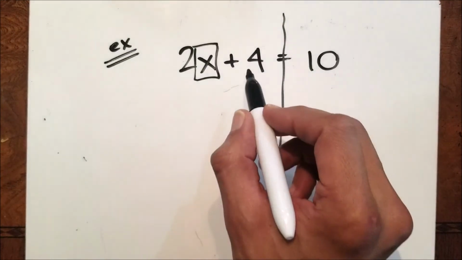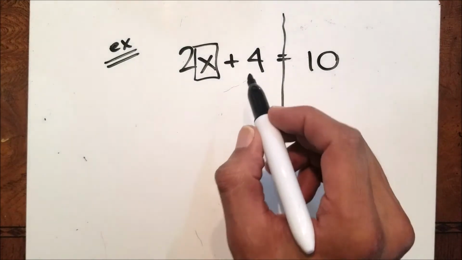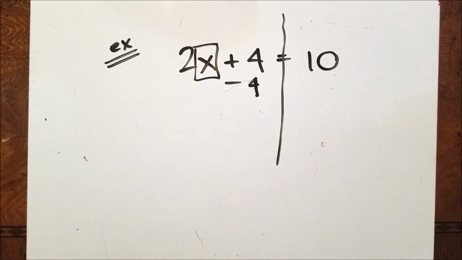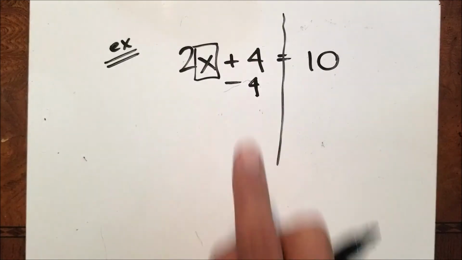So I need to undo or get rid of this positive 4. Now, to undo that positive 4 or to get rid of it, I can do the opposite operation. So to undo something in an equation, you need to do the opposite operation. That 4 is being added. To undo addition, we subtract.